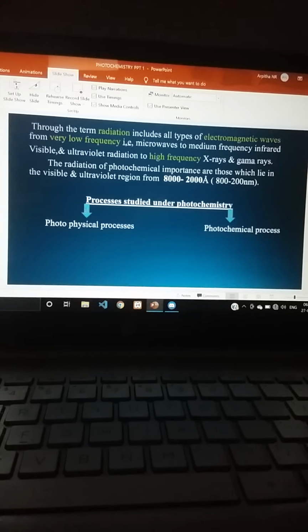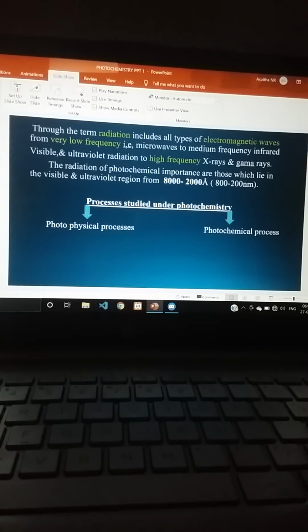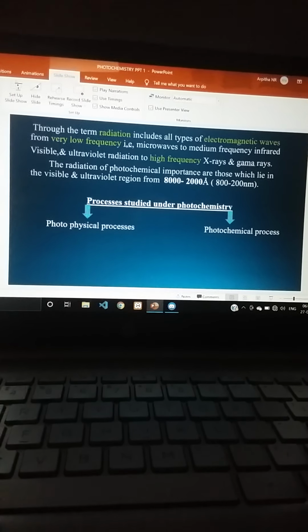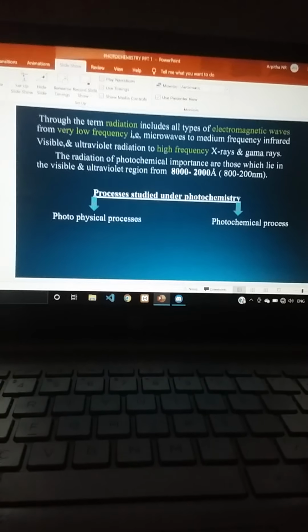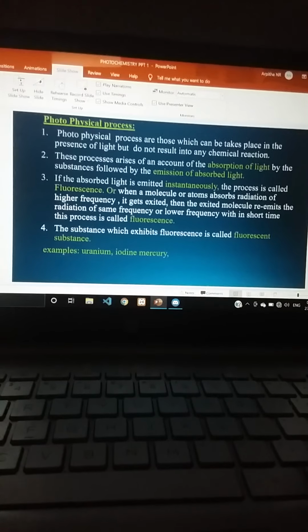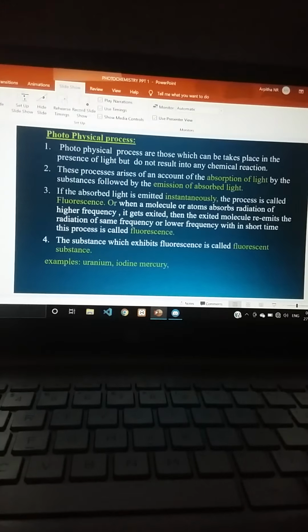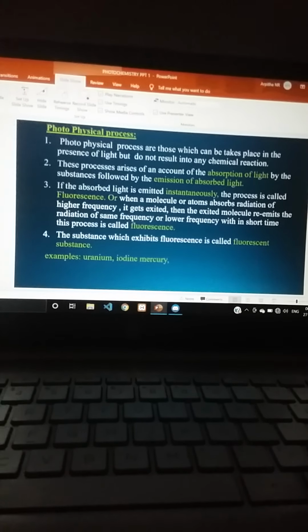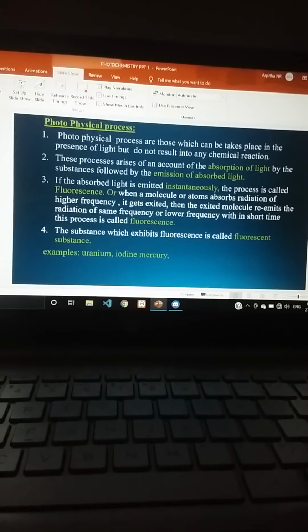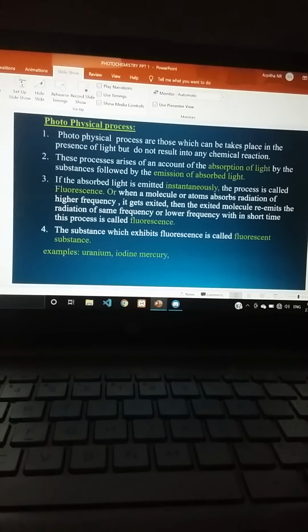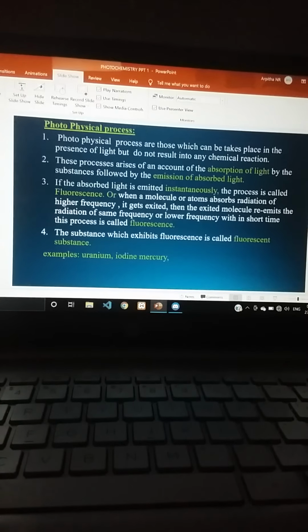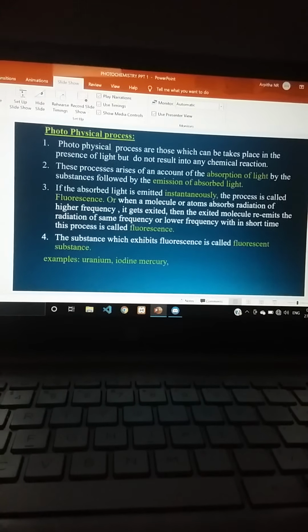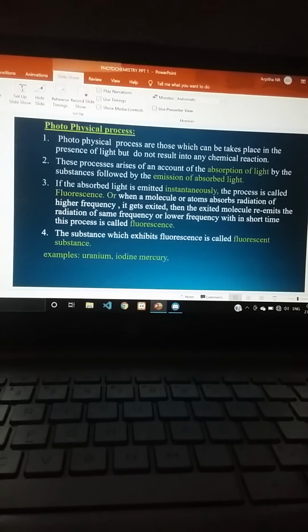Then in photochemistry there are two types of process you will observe. One is photophysical process and another one is photochemical process. Let us start with photophysical process. It is a very simple process. Observe here, photo means light. That means the photophysical process is defined as the process which can take place in the presence of light but does not result into a chemical reaction.